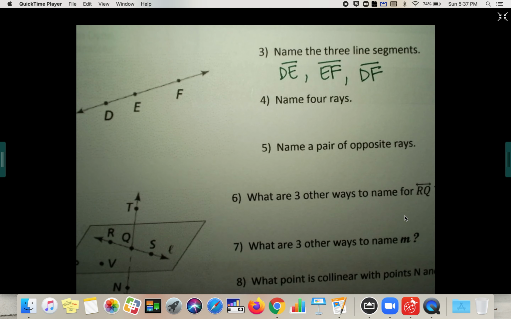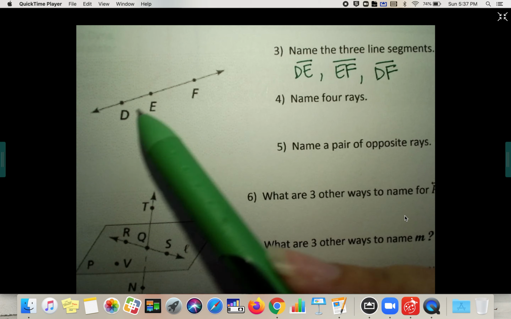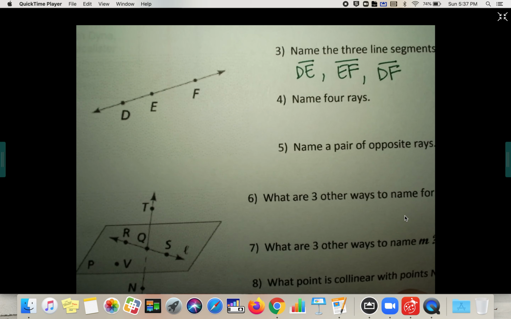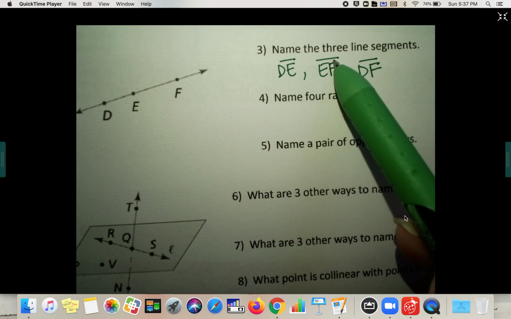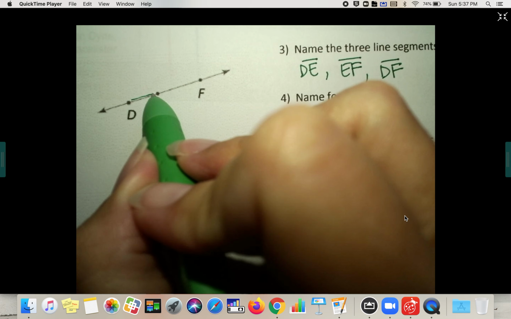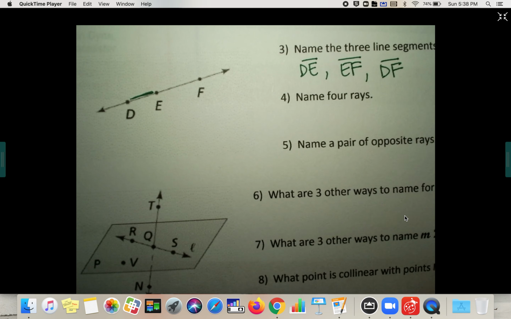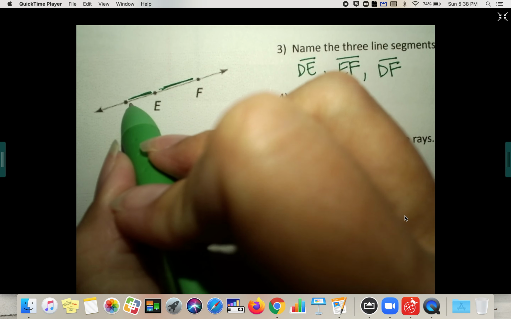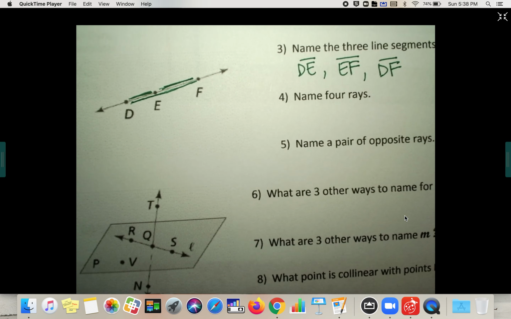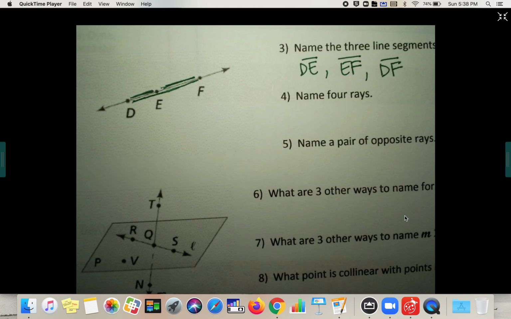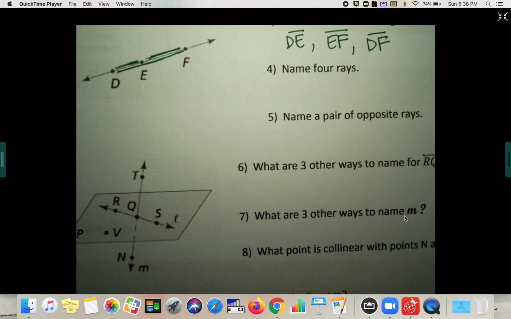Some students in the past have had questions. They're like, well, why are you calling these segments? If there's arrows on both ends, they look like lines. They are, but if we want to name 3 specific line segments, then we're going to say we're just looking at the shaded region from here to here. We're just looking at the shaded region from here to here. Or we're just looking at the shaded region from here to here. I know it's a line, but if I call it a segment, I'm only talking about the specific part of the line.